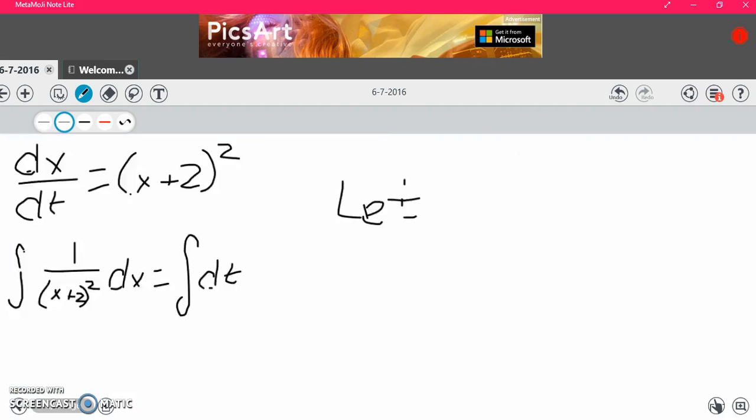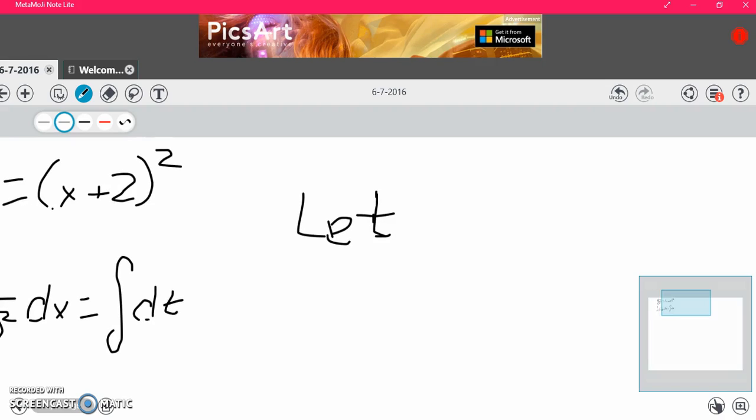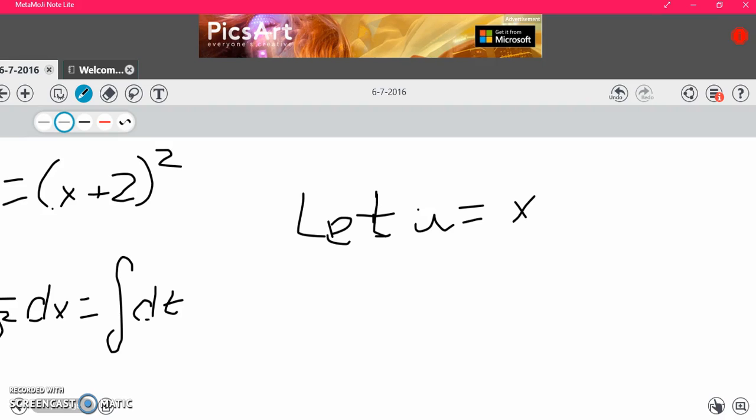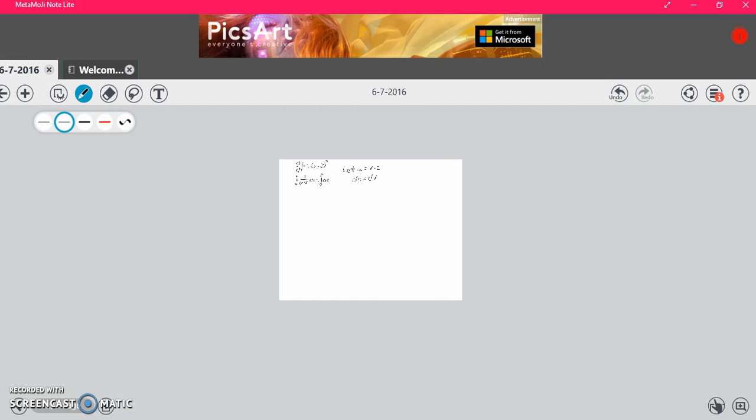You have to let u be equal to x plus 2, which means your du is just dx. If your constant turns to a 0, like we all know, the x turns into a 1. Okay.